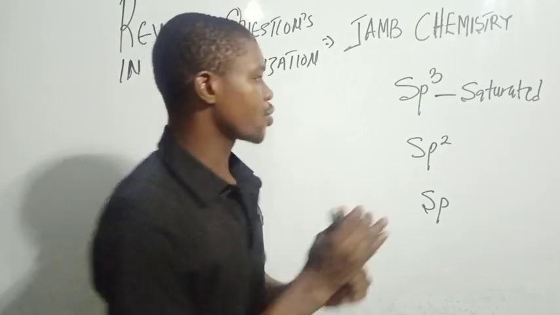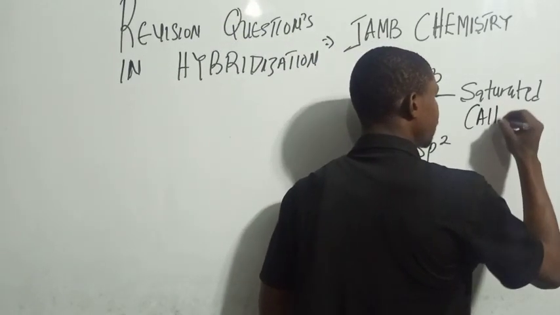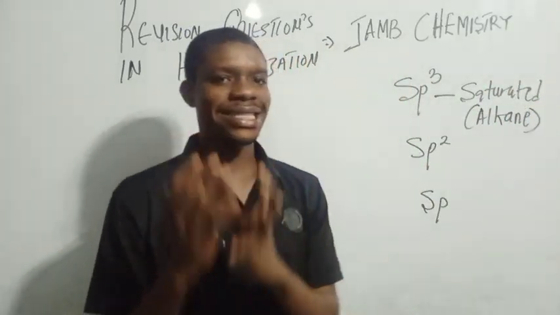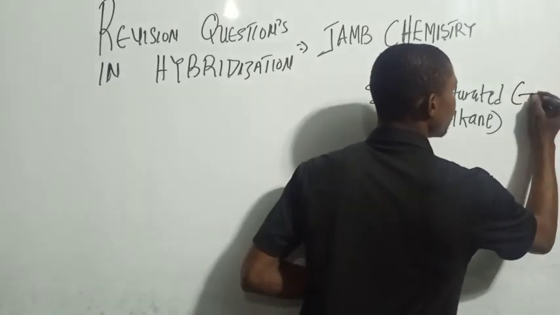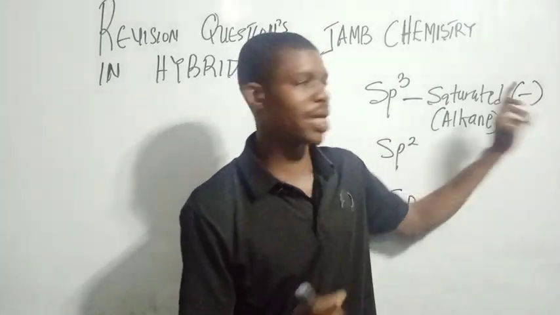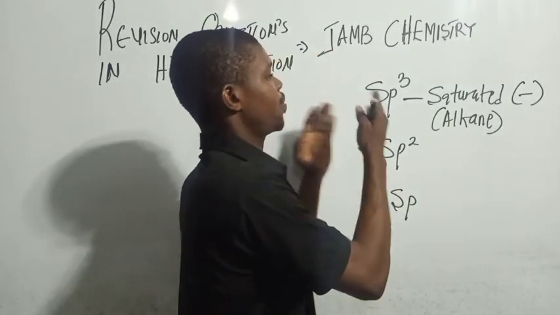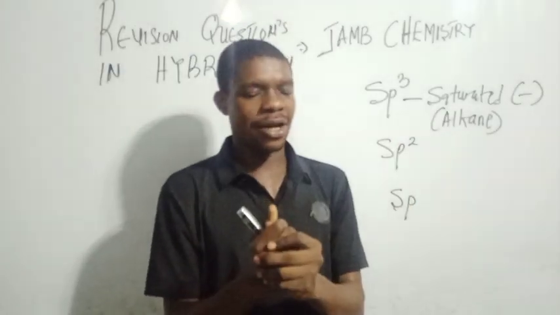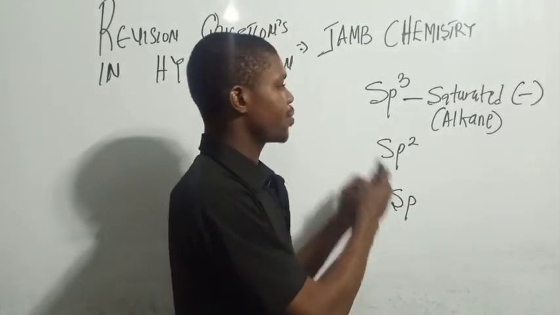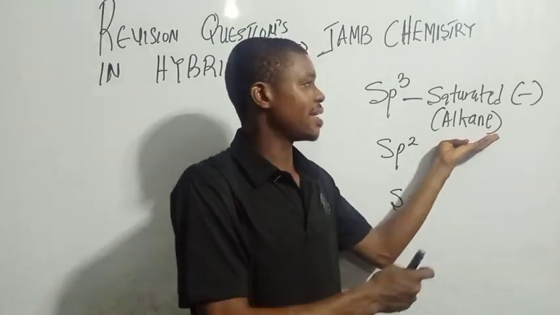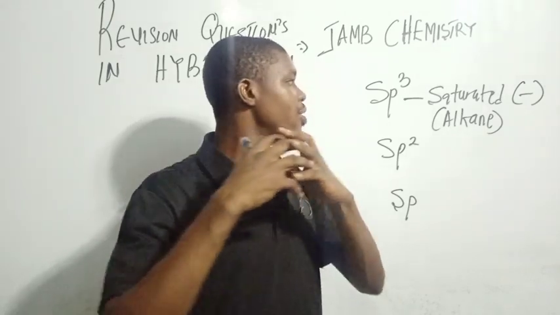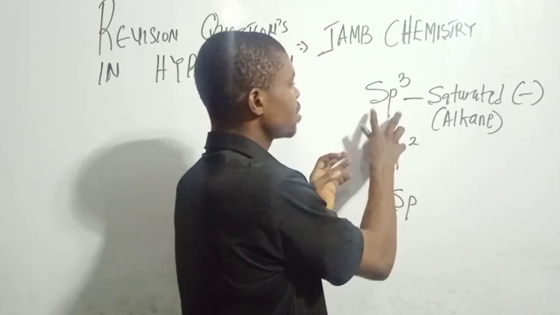An example is the alkanes. They all have a single bond. Now this single bond is called a sigma bond. Do you get that? So when you see sp3 hybridized orbital, it's called saturated. An example of a compound that possesses the sp3 hybridized orbital is the alkanes. They have single bonds. All single bonds are called sigma bonds, and the hybridization is sp3.